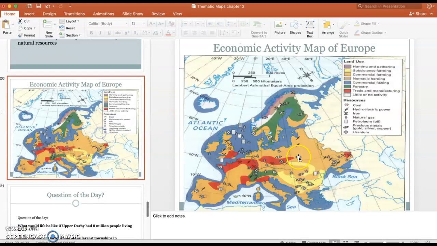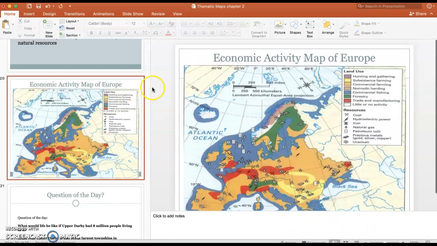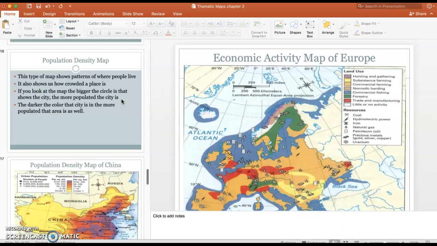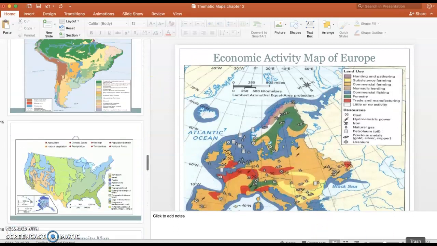Okay? And last but not least, economic activity. We didn't really discuss too much of this, but again, economic activity shows what resources are available in a country and or continent. In this case, we are looking at the resources of Europe. So that's pretty much what we have for thematic maps, because they all show a different theme or topic.